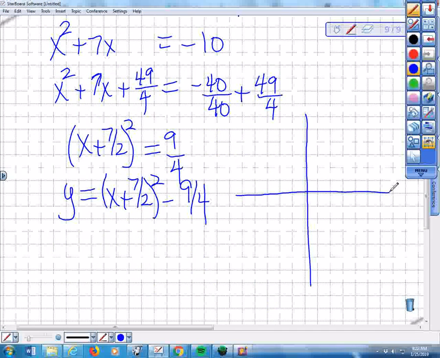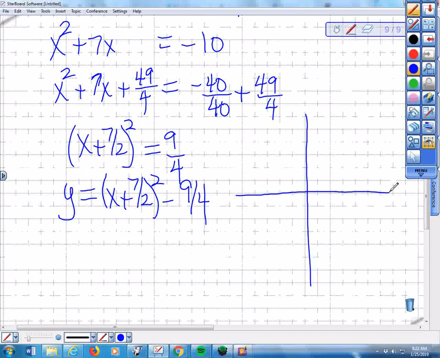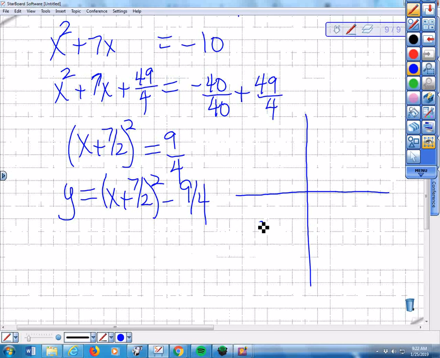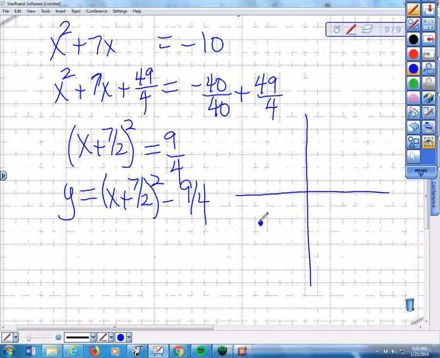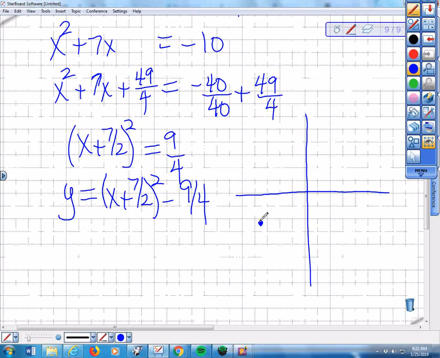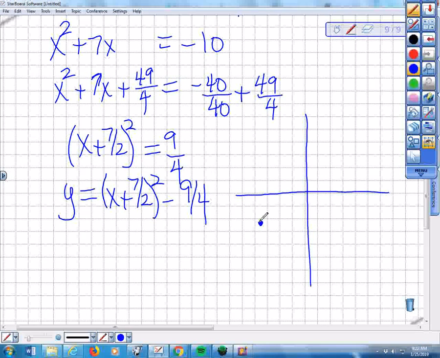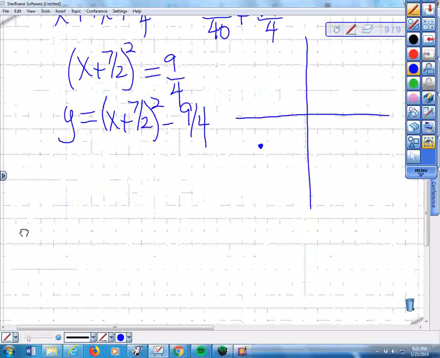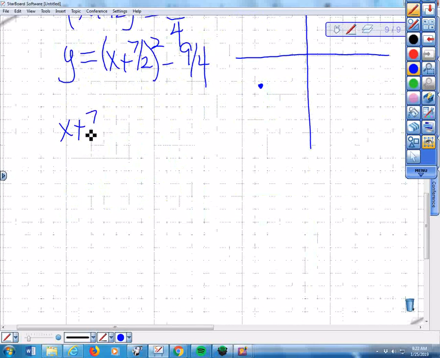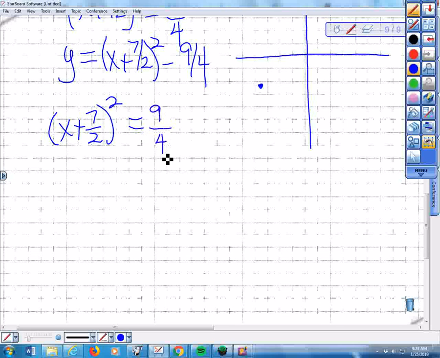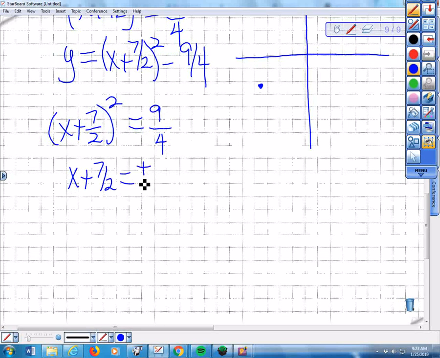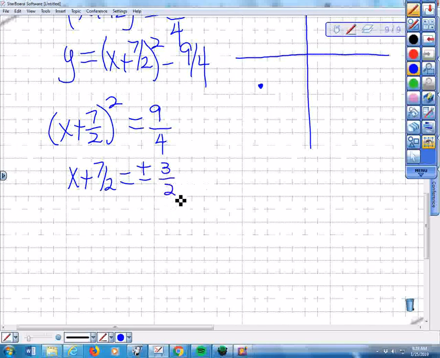Okay. So the intercept of the vertex is what I can see. To find the zeros, I'm going to set this equal to 0 and solve. Take the square root of both sides, plus or minus 3/2, square root of 9/4.